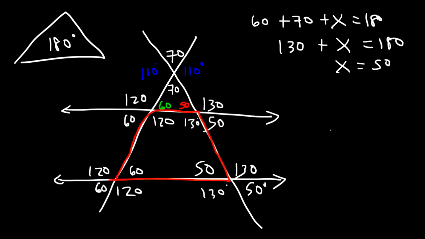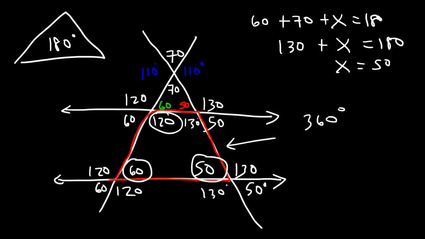If you have a four-sided figure like this quadrilateral highlighted in red, the sum of those four angles will be 360. So if you add 60 and 50, that's 110, plus 120, that's 230, plus 130, that's going to be 360. So there's a rule where you could find the sum of the interior angles. It's n minus 2 times 180.